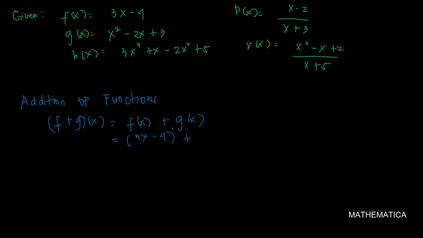Plus our given g of x, which is x squared minus 2x plus 3. Now we are at our second parenthesis. You have to distribute the sign to the terms inside the parenthesis. So positive multiplied by x squared, we have positive x squared. Positive multiplied by negative 2x, negative 2x. Positive multiplied by positive 3, positive 3. You have to remember the sign rule. So what is the sign rule?